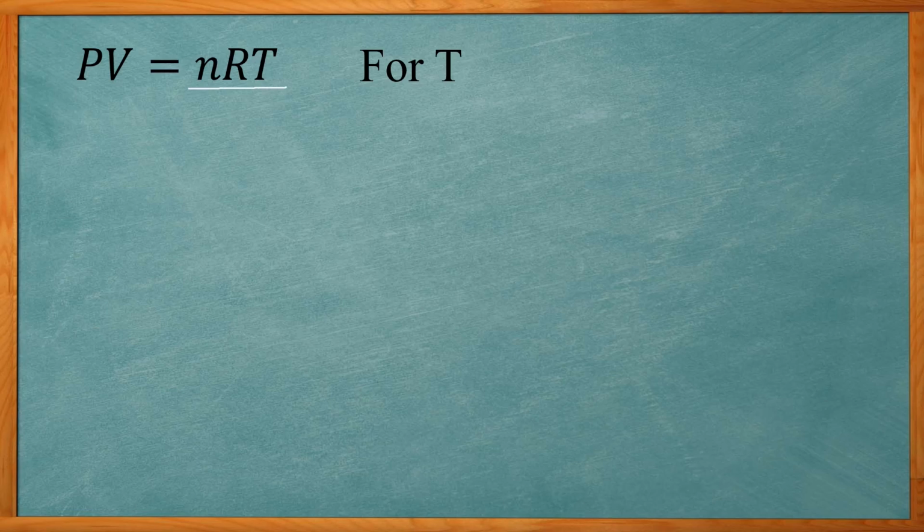So if I divide this side by N and R, those will cancel out. I need to do the same thing to the other side, and then T will be by itself. So you just have T over here and PV over NR. Okay, so all we did was rearrange this equation and have T by itself. So T equals PV over NR.